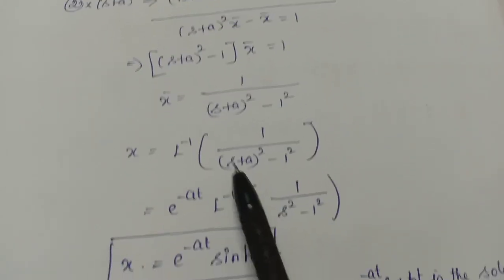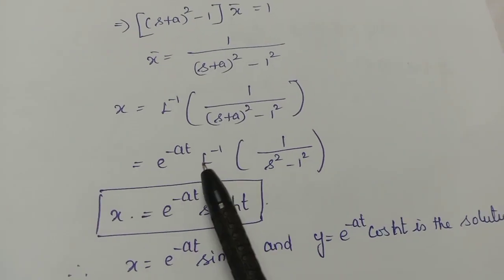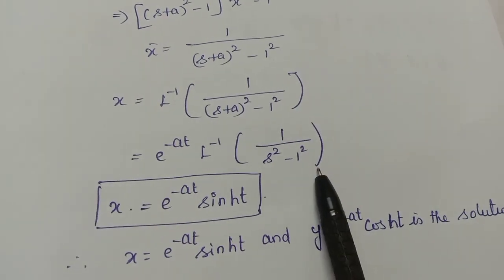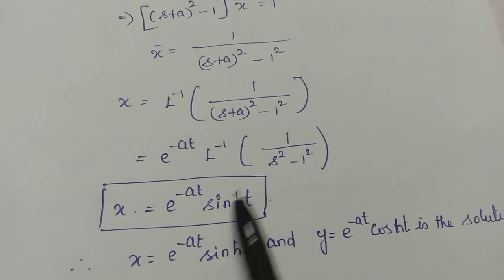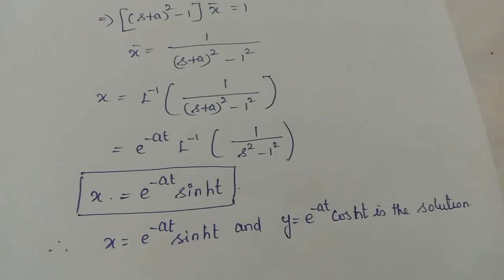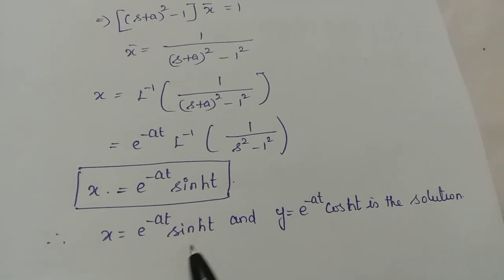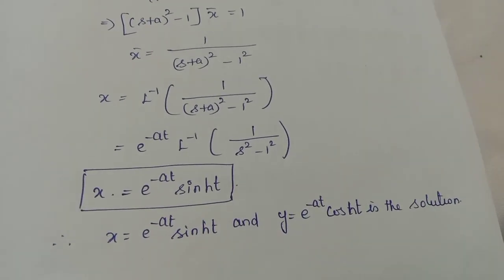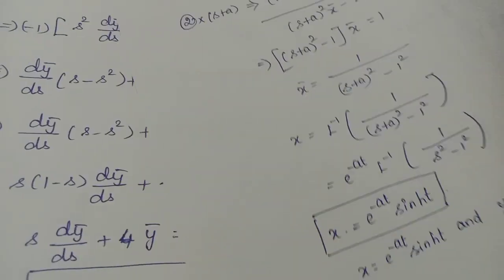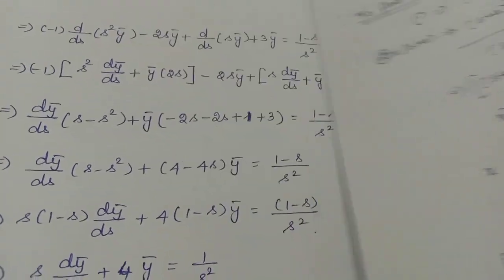This a can be removed by putting e power minus at in the front into L inverse of 1 by s square minus 1. This is nothing but sin ht. So we obtain the values for x and y: x equal to e power minus at sin ht and y equal to e power minus at cos ht. Okay, this will give you the solution.